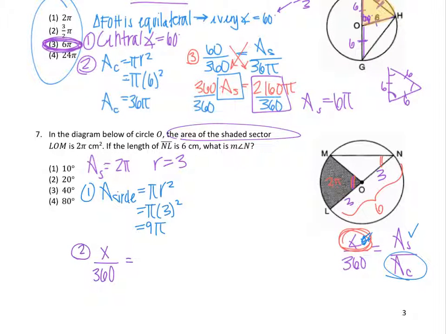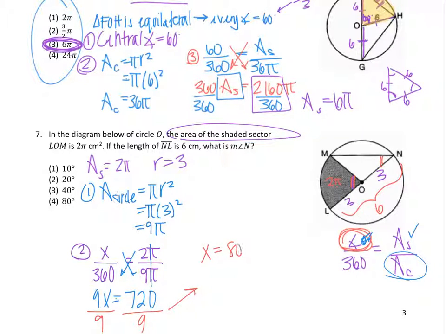Now we're going to plug in so that we can find the angle. X over 360 equals 2 pi over 9 pi. Remember, pi's cancel if they're beneath each other. So now we have cross multiplying to give us 9x equals 720. Divided by 9 gives us x equals 80. Now remember that even though there's a choice that says 80, this may not be our answer because what we just found was the central angle.